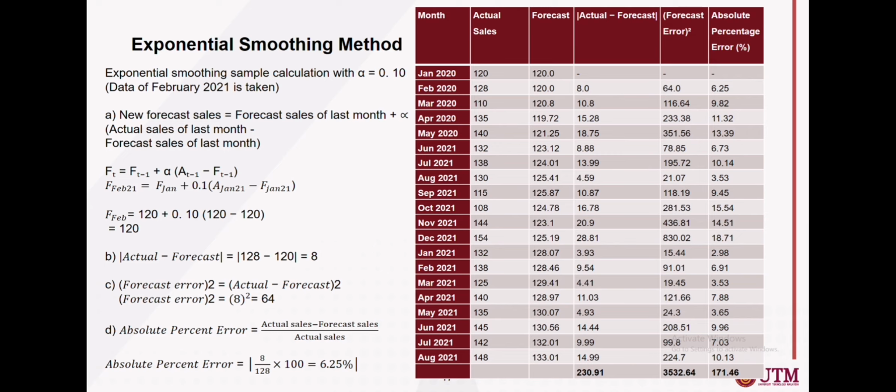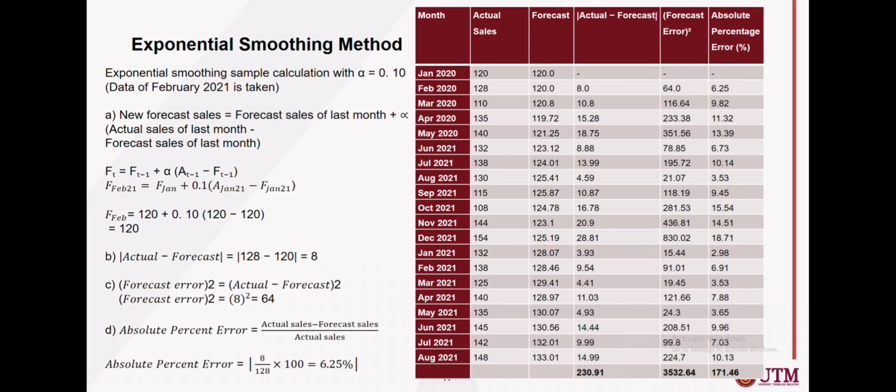For the last technique in forecasting that we did in this work, which is the exponential smoothing method, here's the calculation results. This table shows the result for actual forecasting 230.91, forecasting error 3532.64, and absolute percentage error 171.46. For the exponential smoothing calculation with alpha 0.1, data for February 2021 is taken.